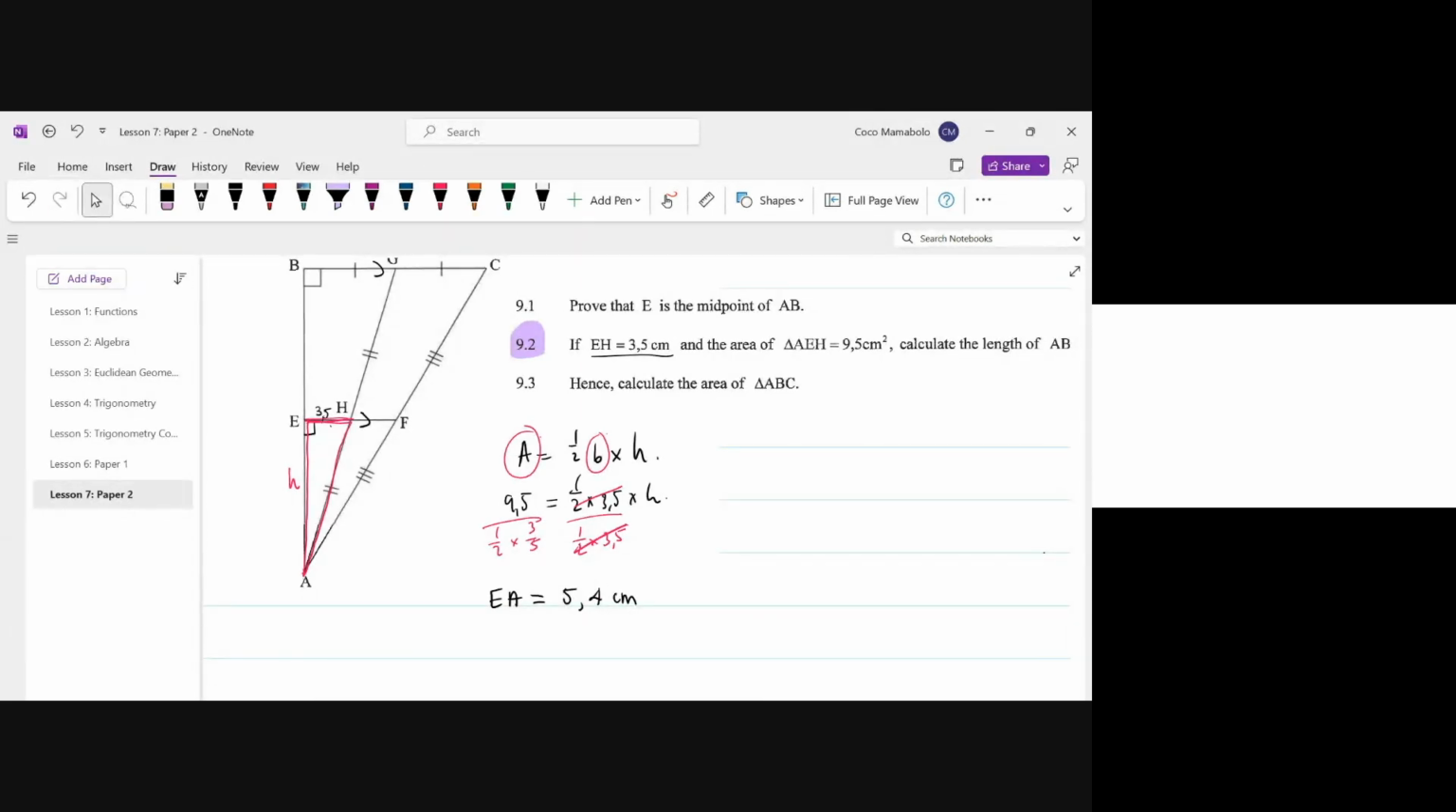Did everybody get 5.4 centimeters? Yes, did we manage? Beautiful, Wikanyo. Amazing stuff. Good. 5.4 centimeters. Now, let's make sure we're understanding the question fully, because the question doesn't want the length of EA. The question wants the length of AB. So not from here to there, but all the way from here all the way to there.